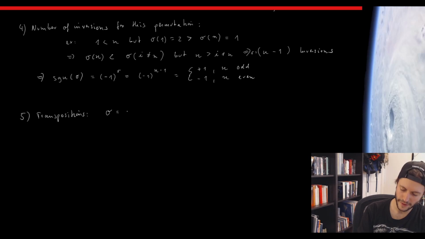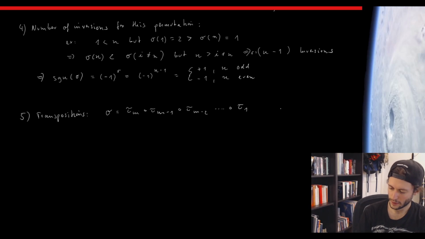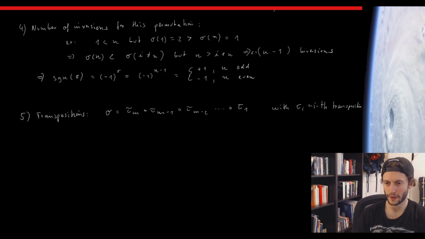Sigma equals tau m after tau m-1 and so on until tau 1. So with tau i, the ith transposition. Okay, now we have to find those taus. Hope we find something.